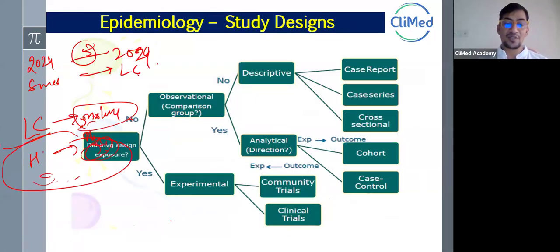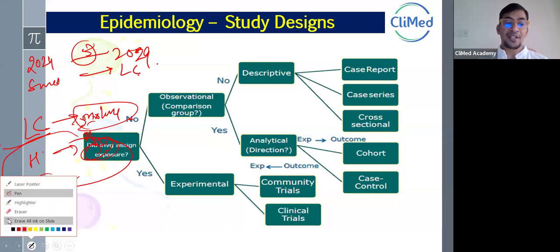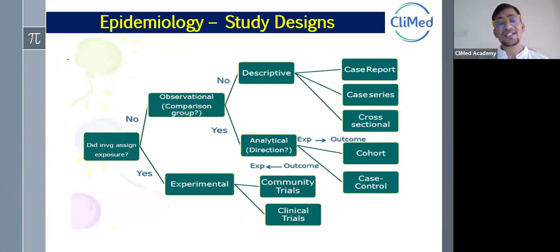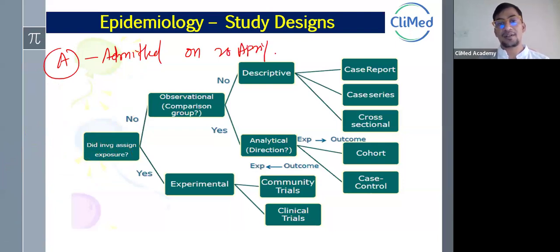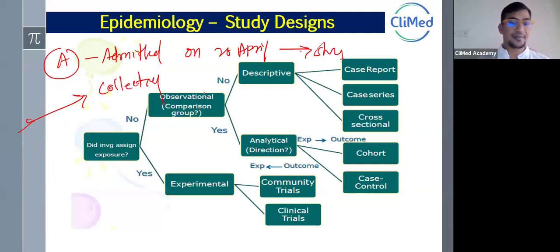I'll tell you what the difference is between prospective and retrospective. Suppose patient A was admitted to the hospital on 28th April, and he is still admitted. You are the researcher going to the hospital, collecting the data from the patient. So what you are doing is a prospective study.